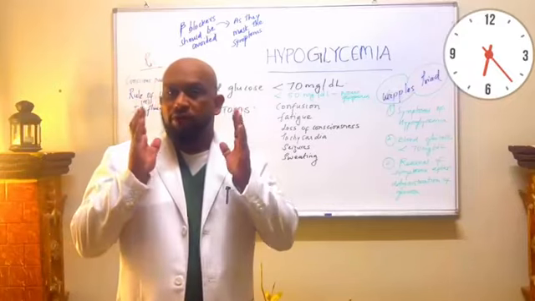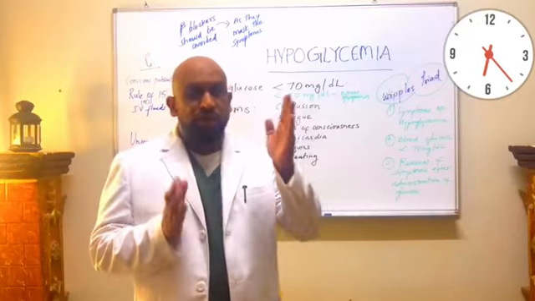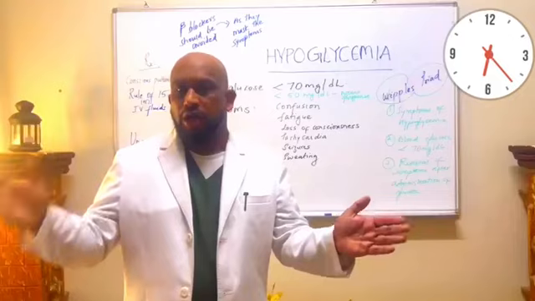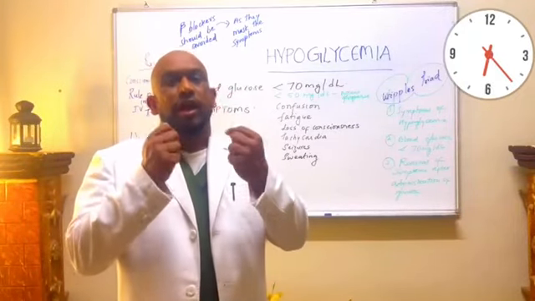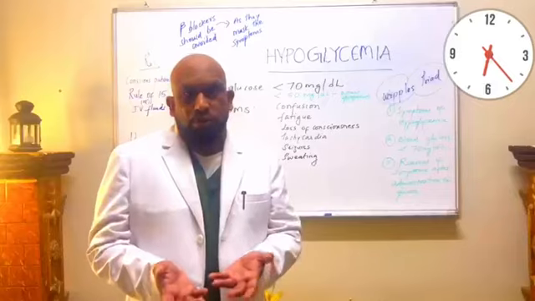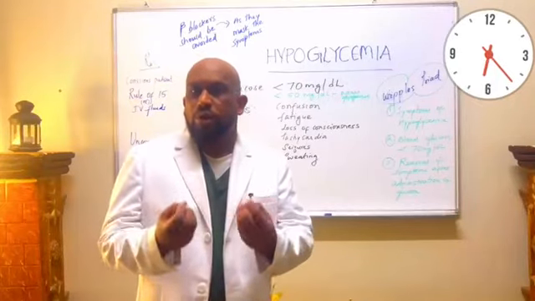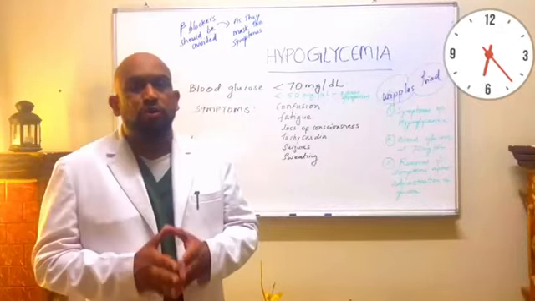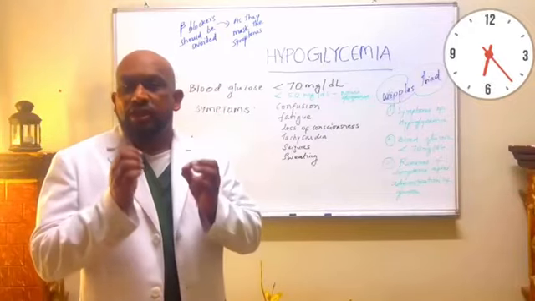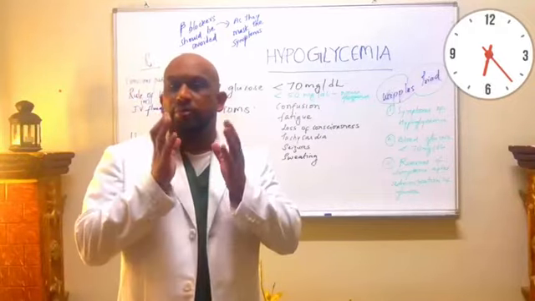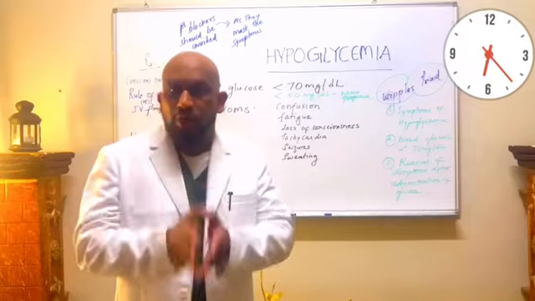For the treatment, always remember, as a nurse, you should know if the patient is conscious or unconscious. If the patient is conscious, then we need to give him oral glucose or oral carbohydrates or oral sugar. Always remember to follow the rule of 15. What is the rule of 15? 15 grams of carbohydrates, 15 grams of sugar, 15 grams of glucose.